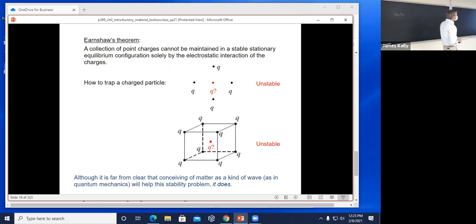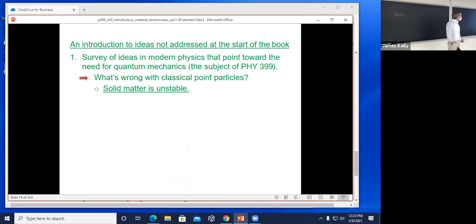Now, it's far from clear that conceiving of matter as a kind of wave, as we're going to do in quantum mechanics, is going to help things at all, but it does. So at least we know this fails. We have some hope if we go to some sort of extended wave-like description, as we're going to be using in quantum mechanics. We're not point particles. Now we've got a wave function, some extended kind of thing. Okay, so that's kind of interesting. Solid matter is unstable. That's a big motivation.